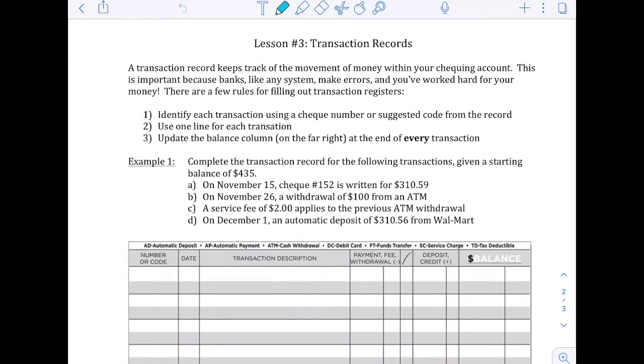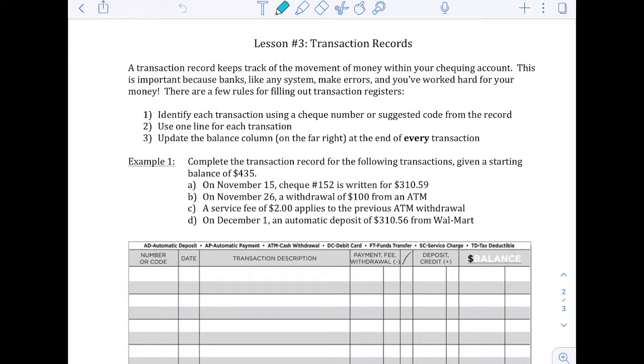Hey everybody, we're going to look at the next section, which is 6.3, transaction records. A transaction record keeps track of all the movement of your money within your checking account. This is important because banks, like any system, make errors, and you've worked hard for your money, so you want to make sure that everything's right.